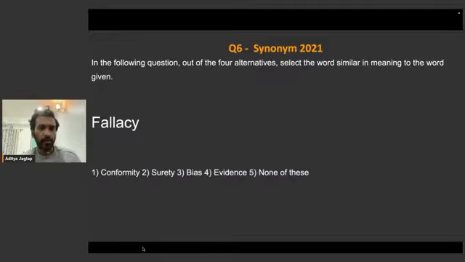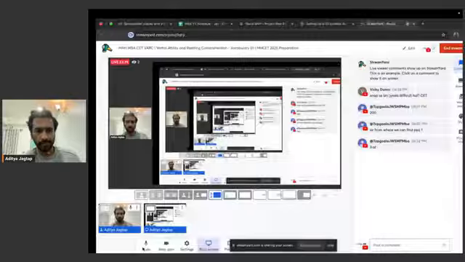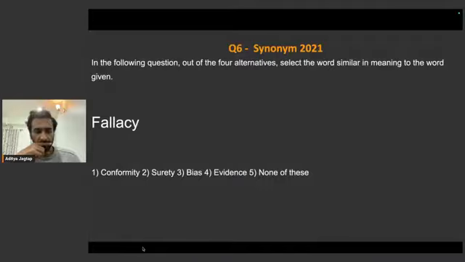All right. Another area which can be tricky if you don't know the meaning. So what does fallacy mean? Here you have four words given: conformity, surety, bias, evidence. None of these. What do you think is the right answer? We are looking for a synonym. So, okay, I'll get to that question soon. What would the synonym of fallacy be?